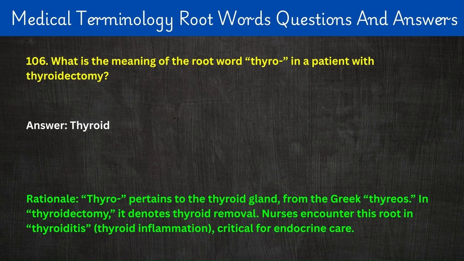106. What is the meaning of the root word thyro- in a patient with thyroidectomy? Answer: thyroid. Rationale: thyro- pertains to the thyroid gland, from the Greek thyreos. In thyroidectomy, it denotes thyroid removal. Nurses encounter this root in thyroiditis, thyroid inflammation, critical for endocrine care.